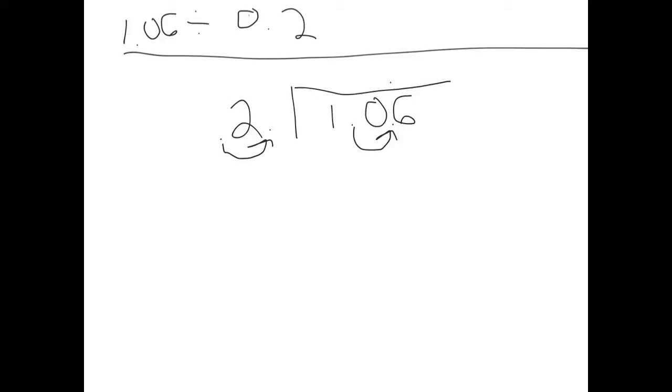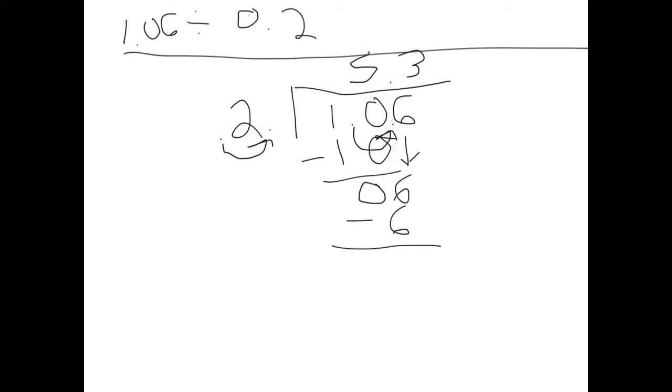2 goes into 1 0 times, 2 goes into 10 5 times. 2 times 5 equals 10. That equals 0. Bring down the 6. 2 goes into 6 3 times. 3 times 2 equals 6. 6 minus 6 equals 0. That is how you divide decimals.